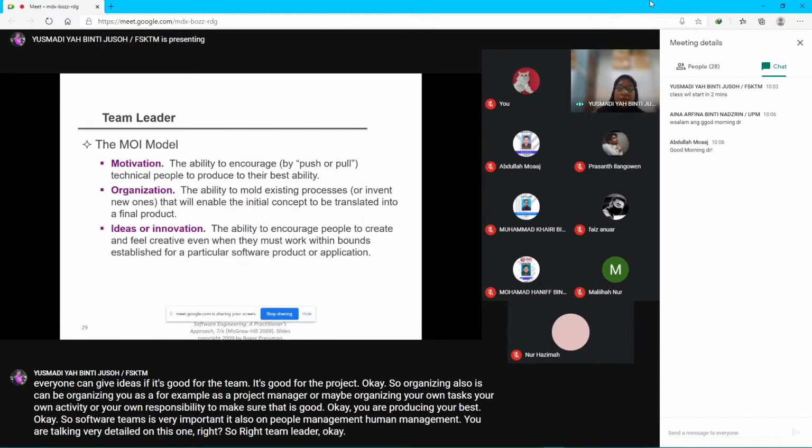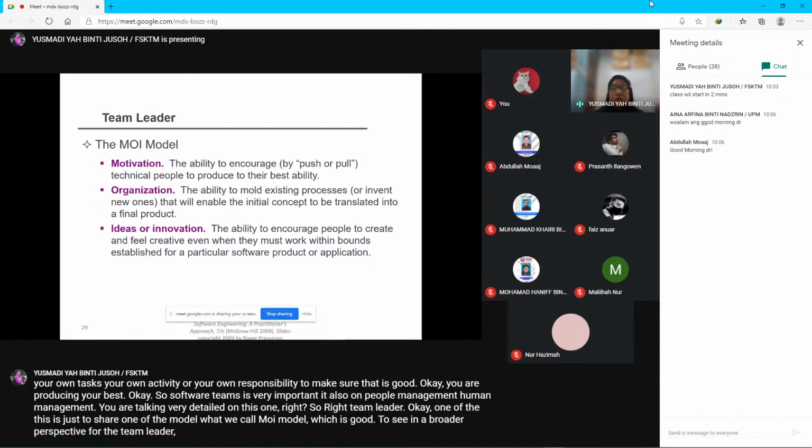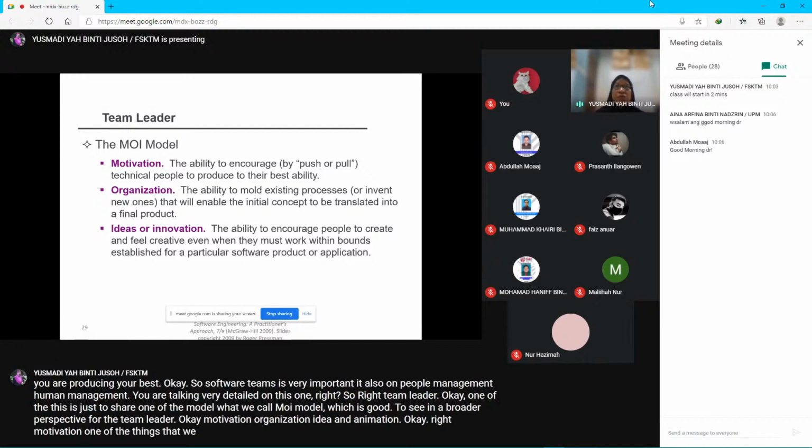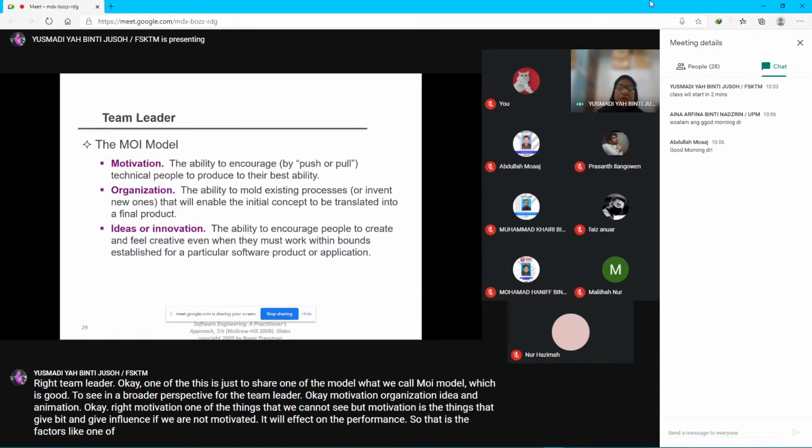This is just to share one of the models, what we call the MOI model, which is good for seeing the team leader in a broader perspective: motivation, organization, idea, and innovation. Motivation is one of the things that we cannot see, but it gives influence. If we are not motivated, it will affect performance. So that is one of the factors, motivation, very important. Others, organization.